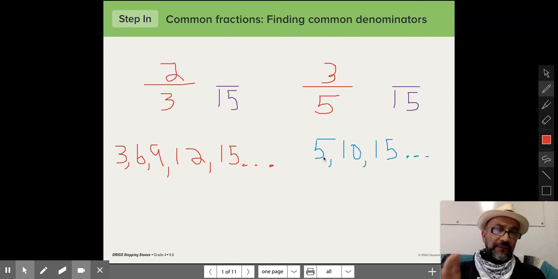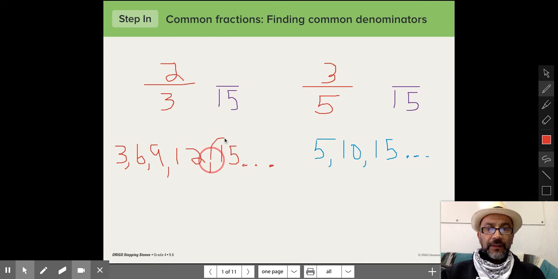Now, for 5, it's 5, 10, 15, and 20, 25. Keep going. But I found the common denominator. Look, here's 15 in the 3 timetables, and here's 15 in the 5 timetables. Now, we know that if we multiply 3 times 5, well, that's going to equal 15.